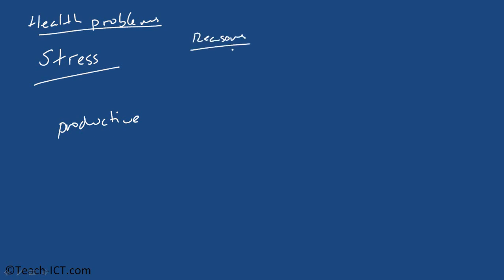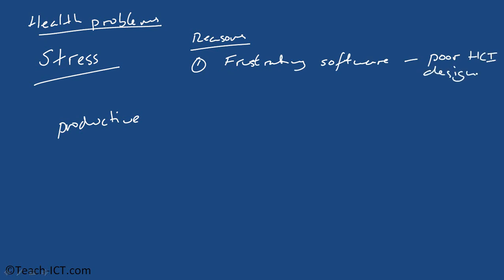Now, in a previous video, we looked at human-computer interfaces. If you haven't watched it yet, maybe you want to watch that one first before doing this one. Because one of the reasons for stress is frustrating software. And often frustrating software is combined with poor HCI design. Sometimes you just get poor layouts and it's difficult to find things.